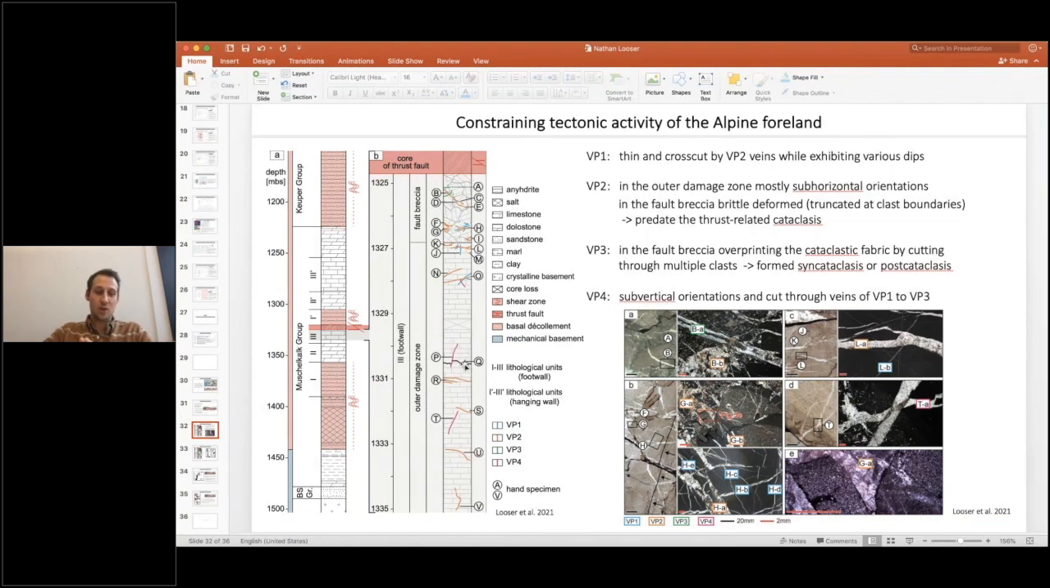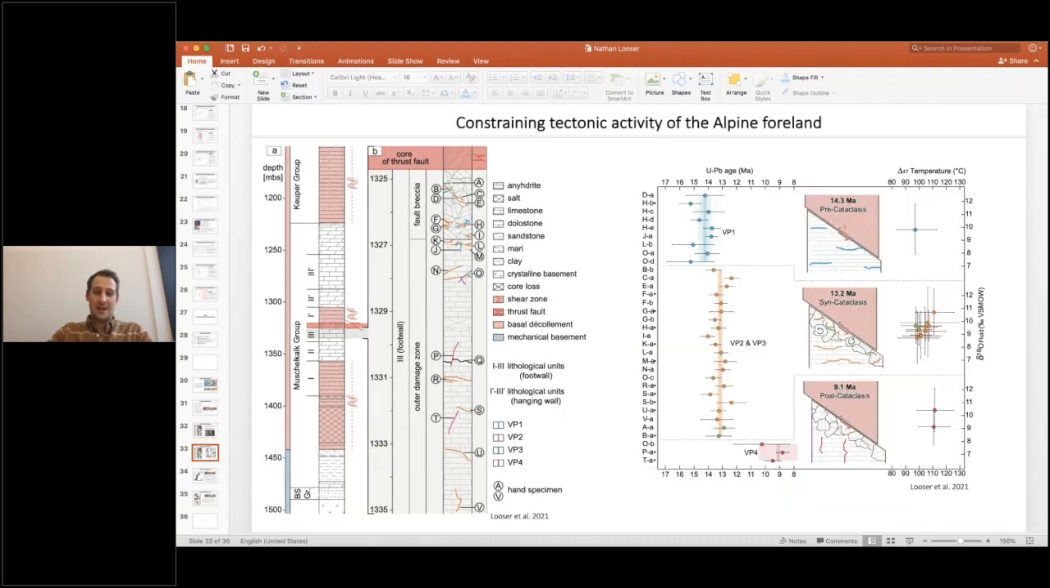Okay, so we have good structural constraints on that, and we were able to date a lot of these veins, and we show that veins of vein population 1, the ones that were clearly pre-cataclasis, they show a weighted average age of 14.3 million years.